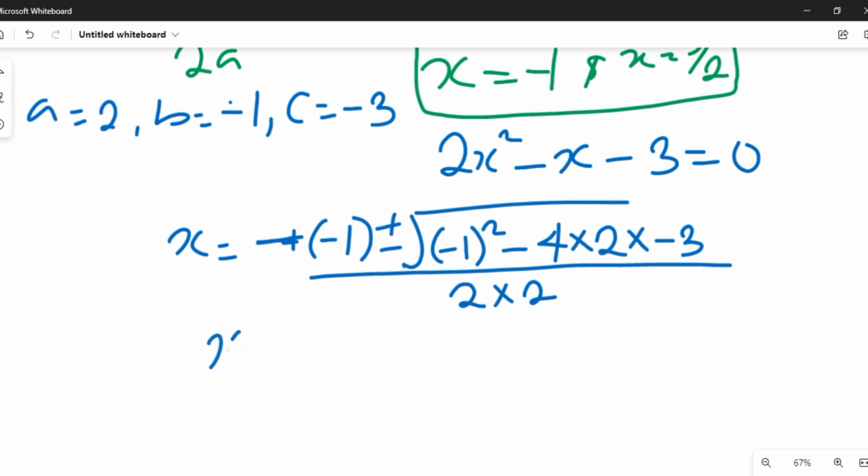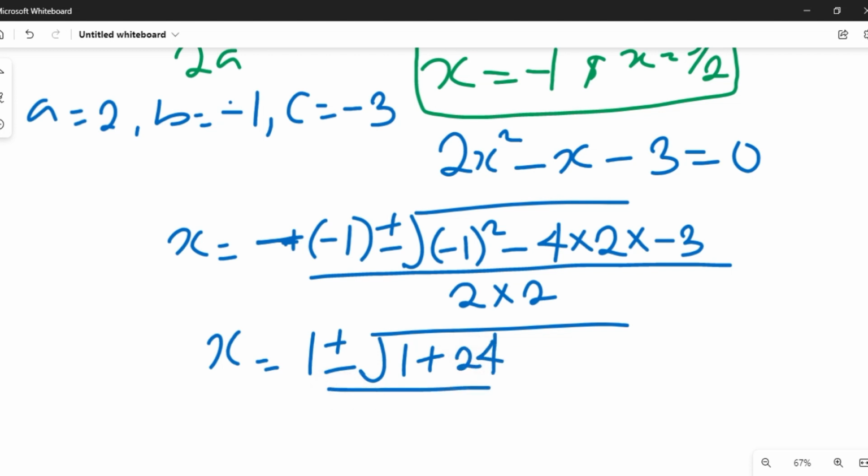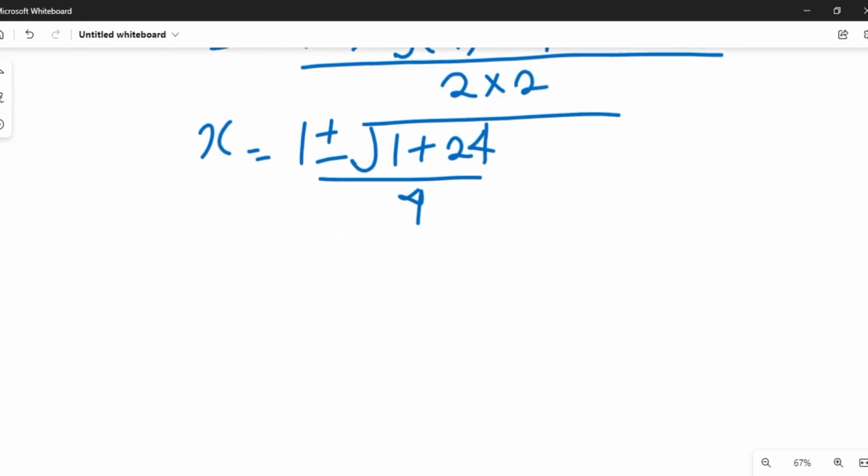2. So our x will be equal to minus times minus, which gives us 1, plus or minus the square root of minus 1 squared, which gives us 1, minus 4 times 2, which gives us minus 8, minus 8 times minus 3. So minus times minus gives us plus, and 8 times 3 gives us 24. So we'll have that over what? Over 4.